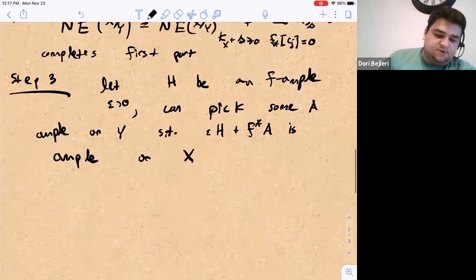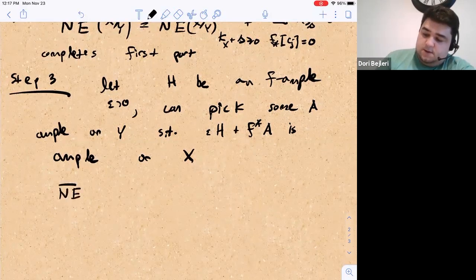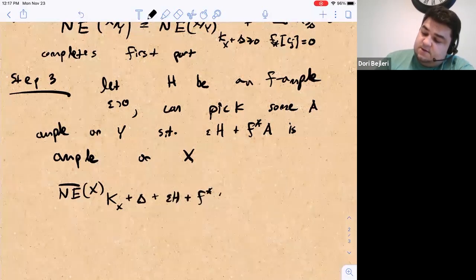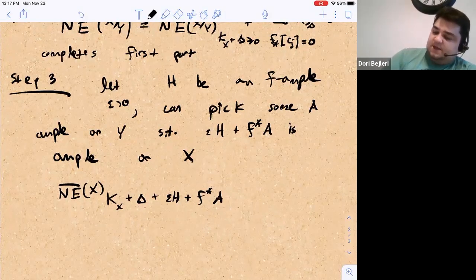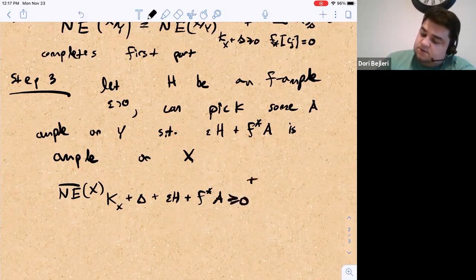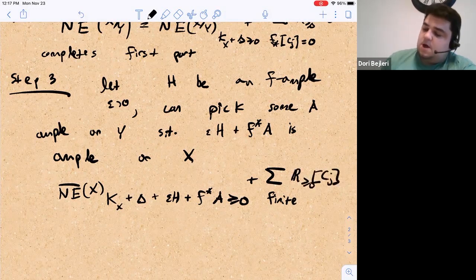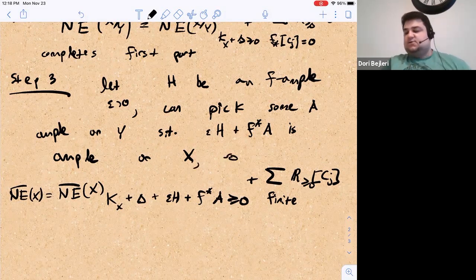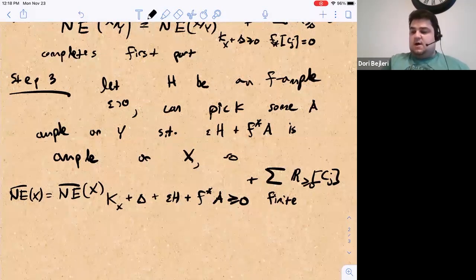And so by the usual cone theorem, we know that any \bar{NE}(X), K_X plus Delta plus epsilon H plus f^*A. So here we've perturbed K_X plus Delta by some globally ample thing. So we only have a finite sum by the usual cone theorem. But now this f^*A is 0 on all the curves in the fibers. So when we restrict it to any X over Y, then we can ignore it.